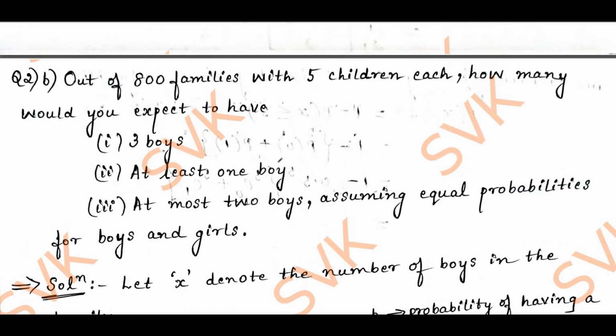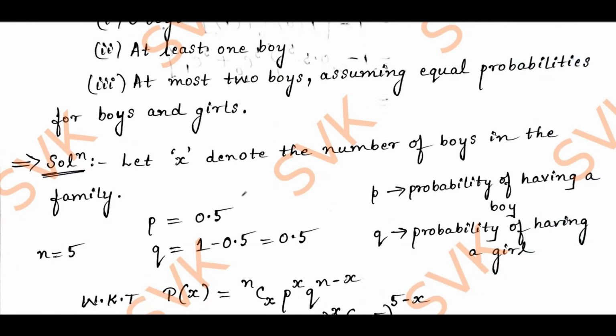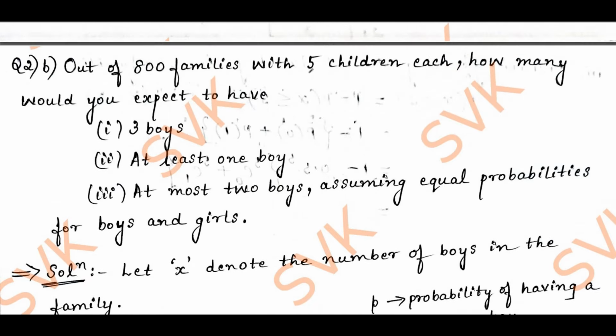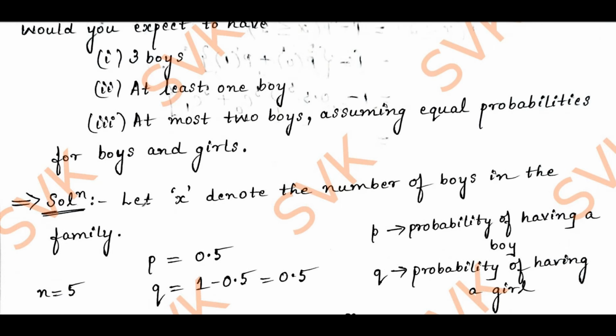How can we decide whether it is binomial? If n is very large and p value is very small, then we can decide that it is a Poisson distribution. But in this case, p value is 0.5 and n value is 5 here, since there are 5 children. So n equal to 5, and we are going with the binomial distribution.